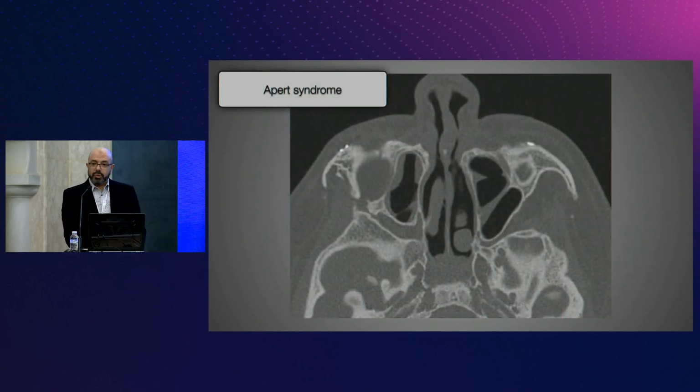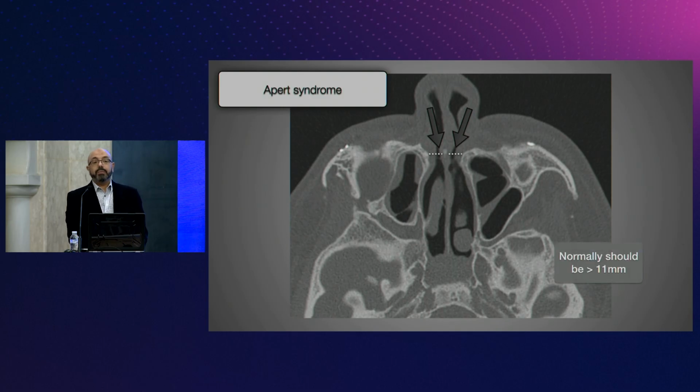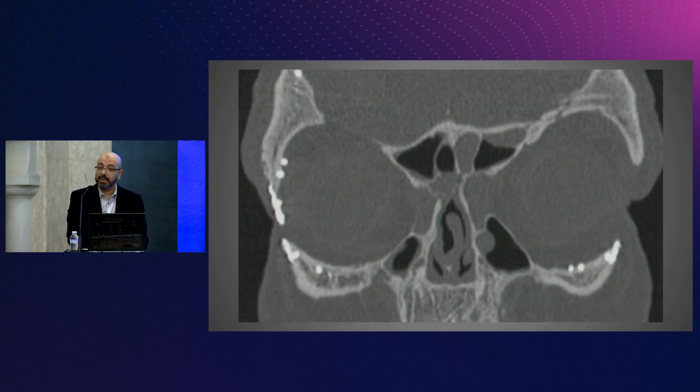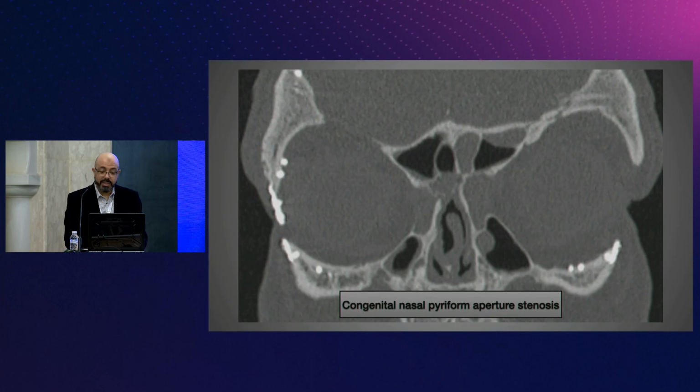This is a patient with Apert syndrome, and this is one of the midfacial anomalies. You can see that the patient had previous surgeries in the past. You can see the surgical clips in the zygomatic bones bilaterally. And if you look carefully here, what is that? So this is your nasal aperture. It normally should be more than 11 millimeters, right? But now it's very narrow, it's slit-like, and on the coronal, again, you can see it's slit-like. You can see a defect in the nasal septum, which is probably post-op. And this is what we see in congenital nasal piriform aperture stenosis, and we see that in many cases of midfacial anomalies as well.